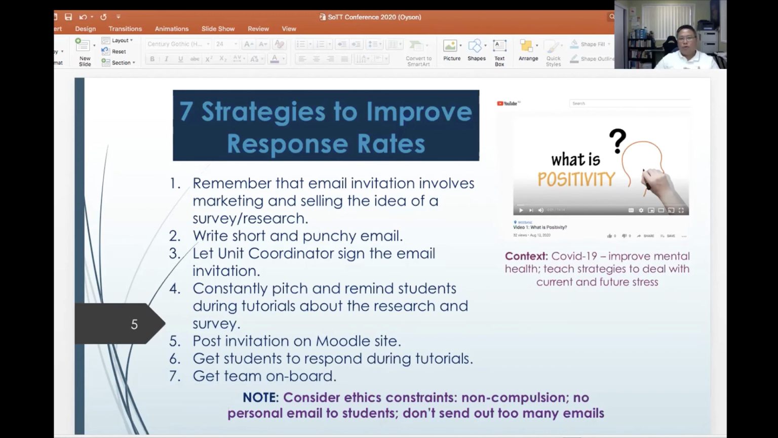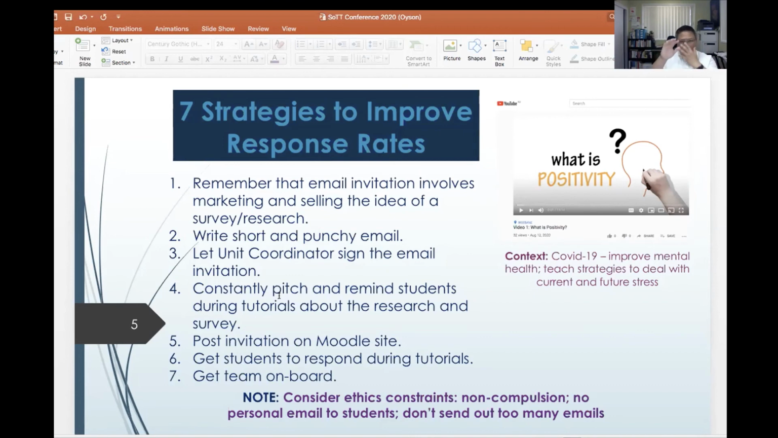Fourth, we now constantly pitched and reminded students during the tutorials about the research and the survey and how it could be valuable to them. And number 5, we also posted the invitation on the Moodle site.